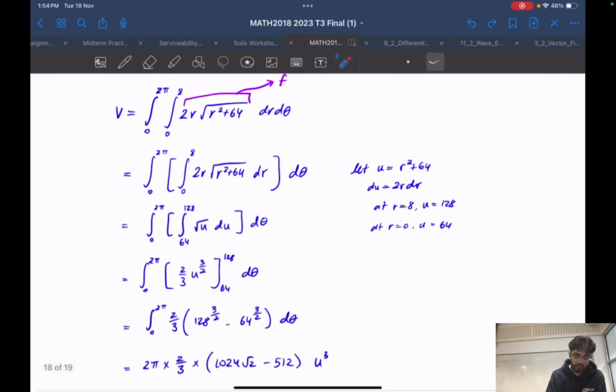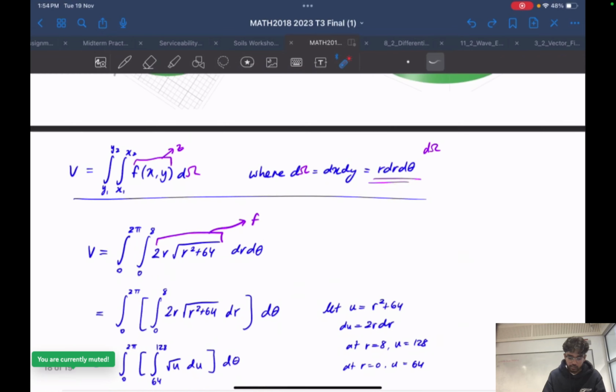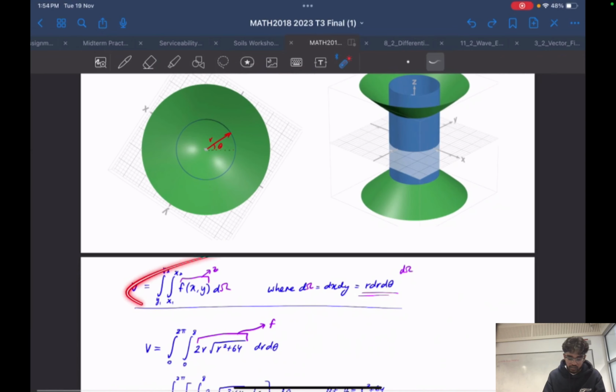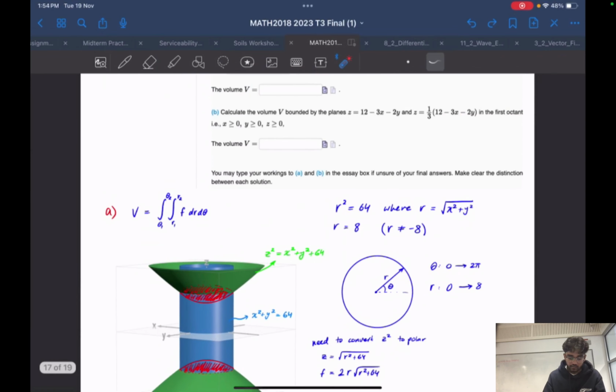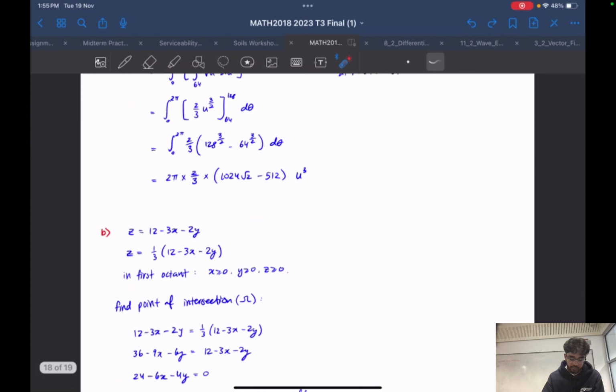I don't really need to go over actually integrating the thing. Hopefully you guys can do that. It's not too hard. We've done it in MATH2018 a lot of times, and throughout this course as well, multiple times. So I just wanted to go through the theory behind where f and the limits come from. Right. However, for part B, I will actually explain it.